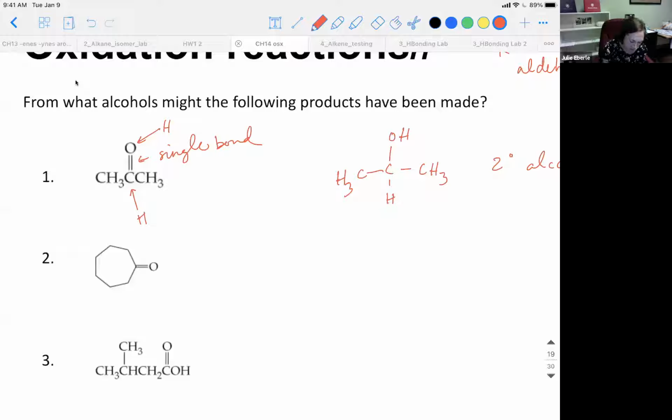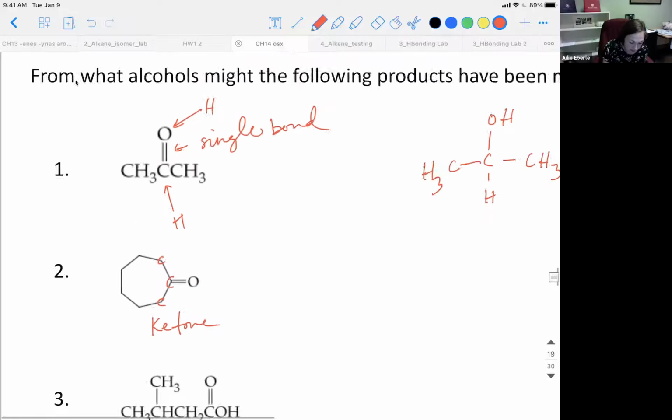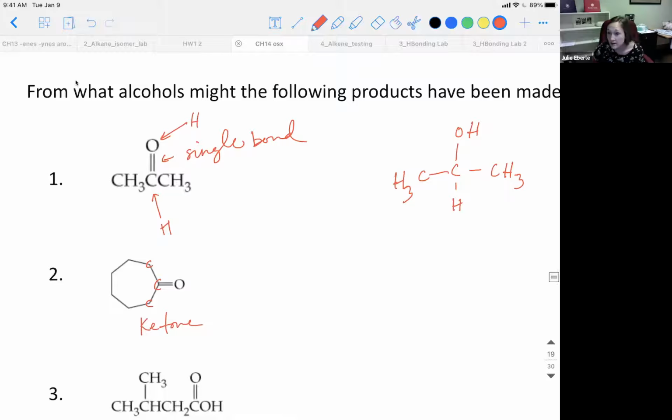What do y'all think two is? So here's our carbonyl carbon. Here's what I see: I've got a carbon group here and a carbon group there. So what is this? A ketone. Thank you, Cameron. So just like number one, when we reduce this, it's going to be reduced to a secondary alcohol.